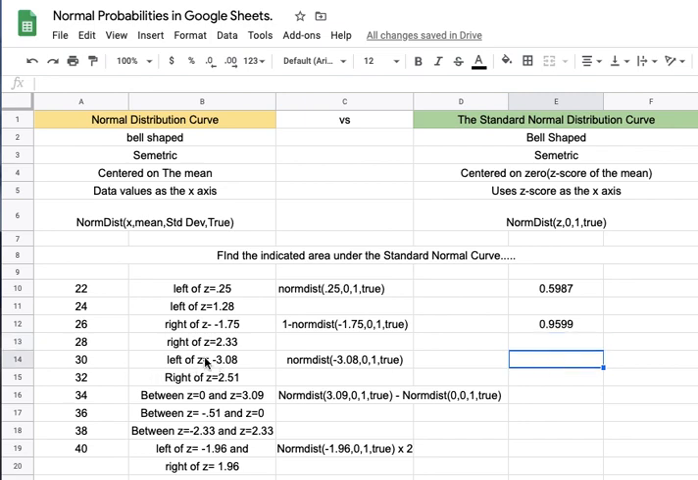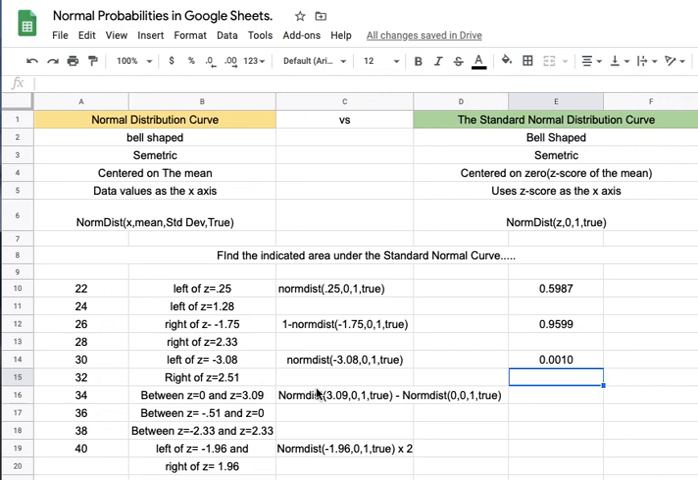We'll try another one here. We're going to do, again, area to the left of negative 3.08. This should give us a very small answer. So we're going to type in equals, again, to the left means just do the normal distribution. Negative 3.08, comma, 0 is our mean, 1 is our standard deviation, true, 0.0010 is the correct answer for number 30.